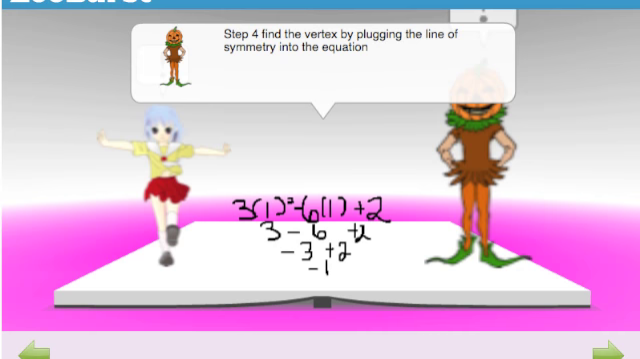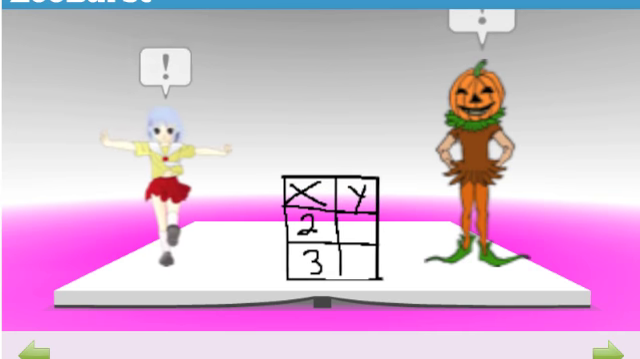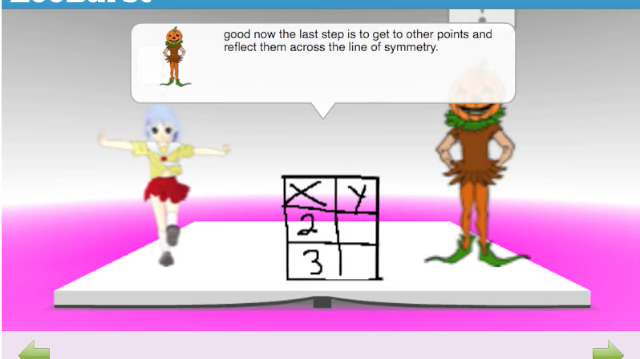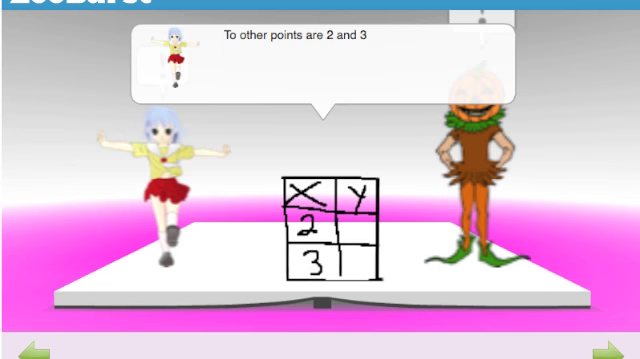The fourth step, find vertex by plugging the line of symmetry into the equation. Okay, that's good. So you get 1 comma negative 1. Good. Now the last step is to get 2 other points and reflect them across the line of symmetry. 2 other points are 2 and 3.